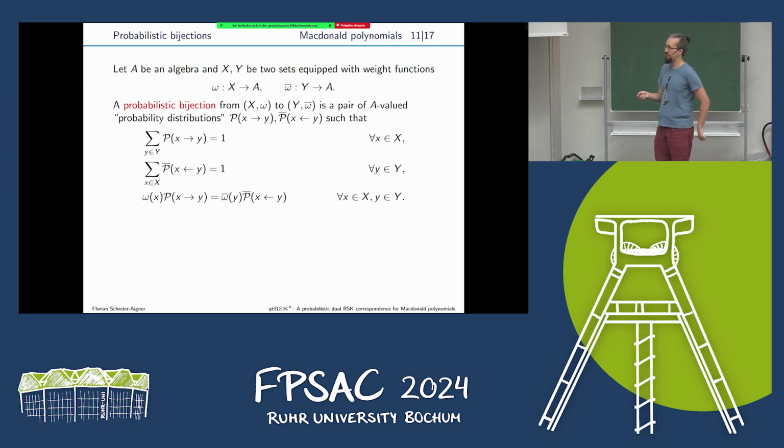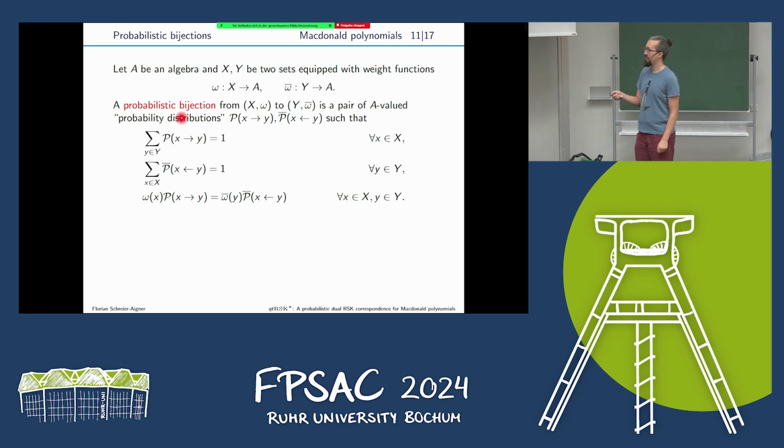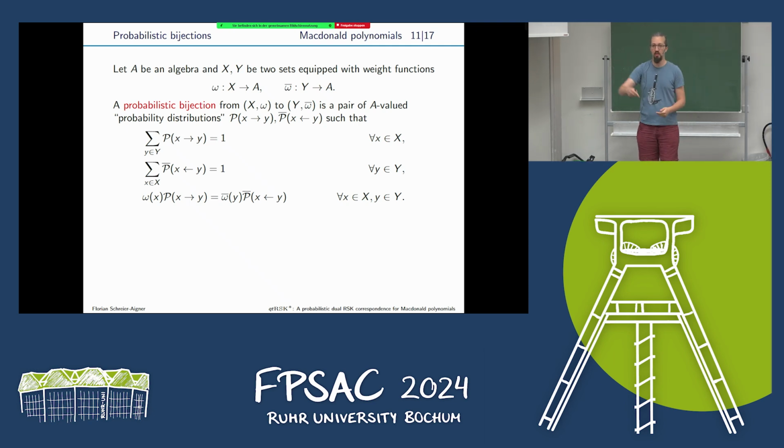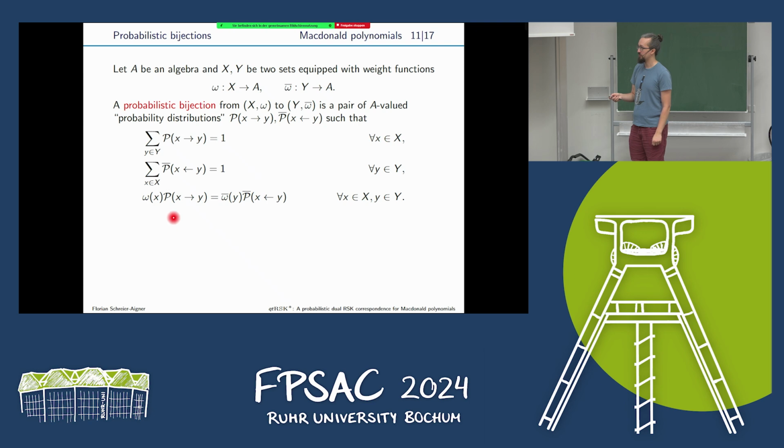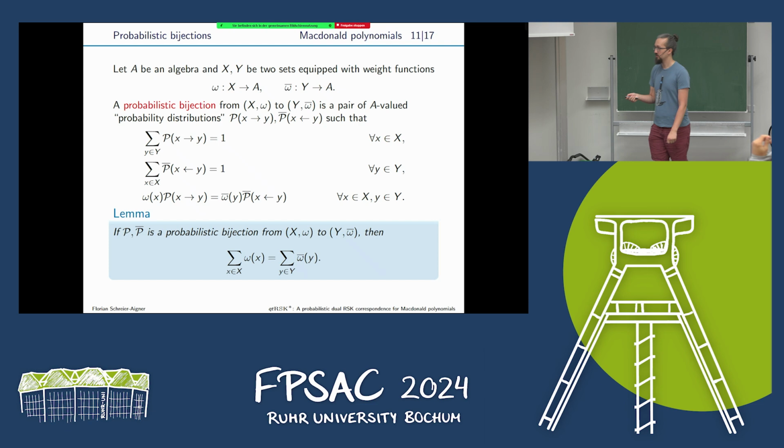So what is a probabilistic bijection? Assume you have two sets with some weight function. Then you can think of a probabilistic bijection as two probability distributions, the probability of mapping x to y, and the probability of mapping y back to x, which satisfy three conditions. First, if you fix an x, the probability that this x is mapped somewhere must be 1. If you fix y, the probability that y is mapped back to x also has to be 1. And then we have this compatibility condition between the weights and the probabilities. If you have all these three ingredients, then this shows that these two weighted sums are equal.